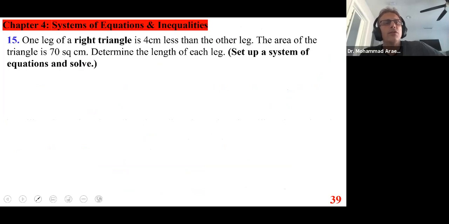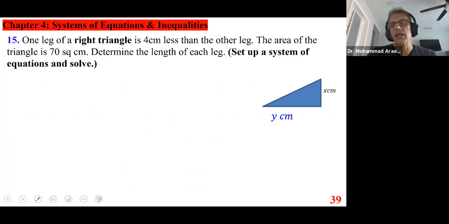One leg of a right triangle is 4 centimeters less than the other. The area is 70 square centimeters. We want to come up with the length of each leg, and we want to set up a system of equations. So this is a right triangle class. Okay, one leg is, let's say, x, and one leg, let's say it's y. And of course, the units, centimeters.